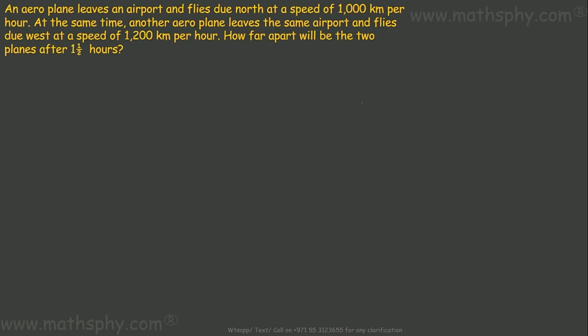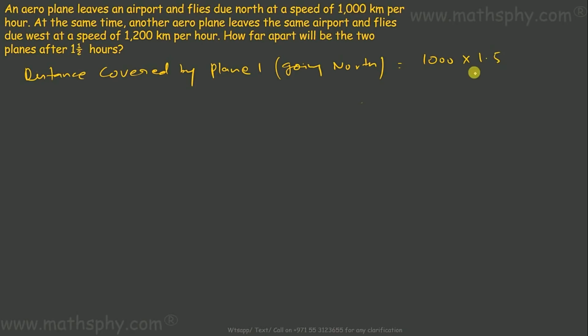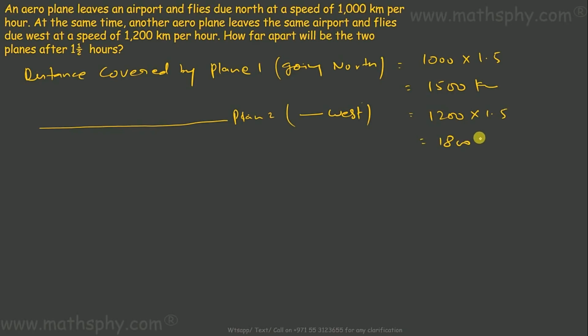Okay, so first of all, I'll write distance covered by plane 1, I'll say going north, would be 1000 kilometers per hour speed into 1.5 hours, 1500 kilometers. Now distance covered by plane 2 going west, this is going at 1200 kilometers per hour. In 1.5 hours, this will go 1800 kilometers.